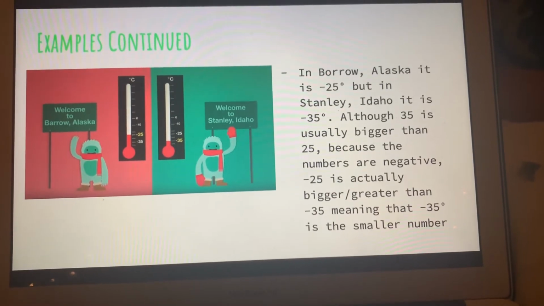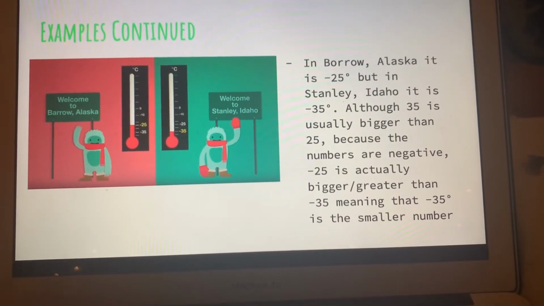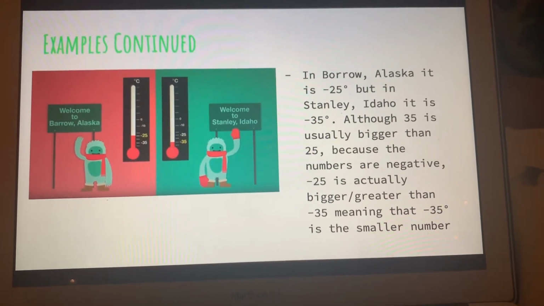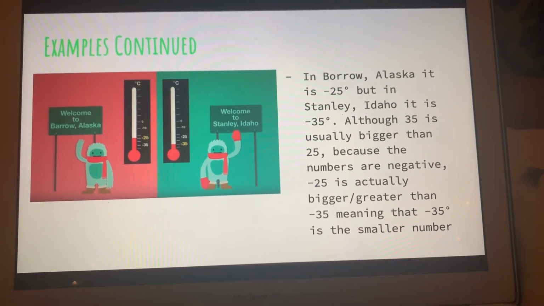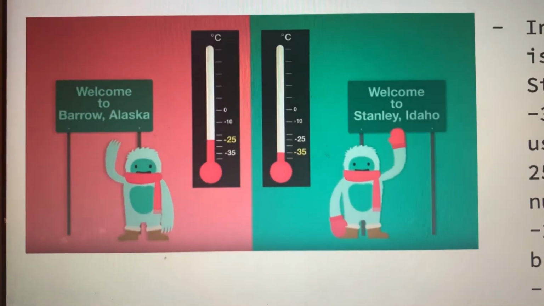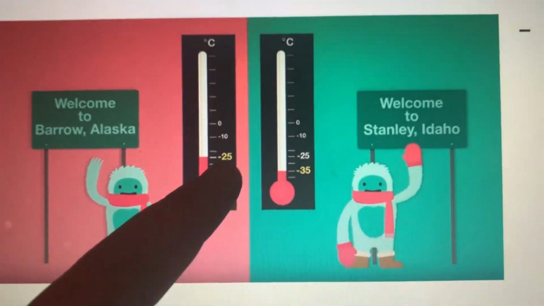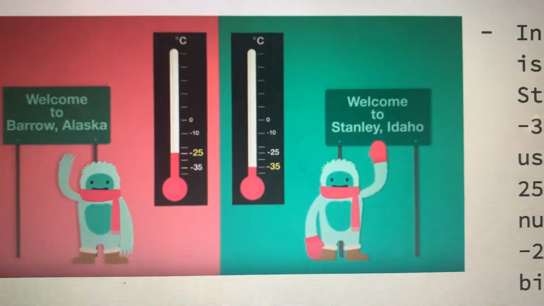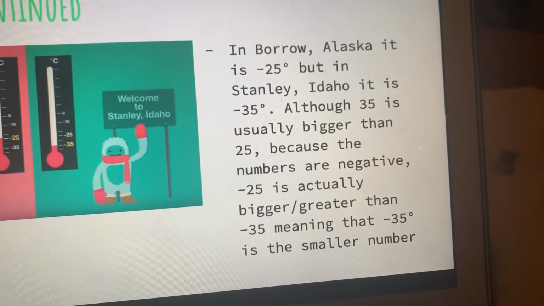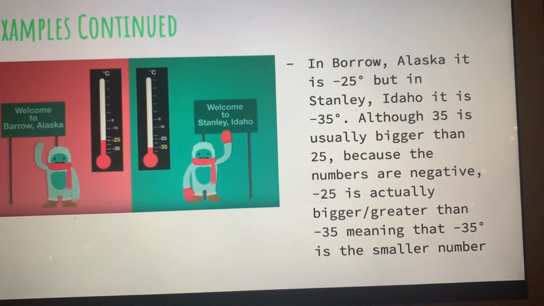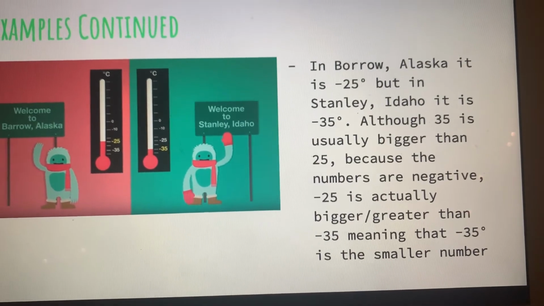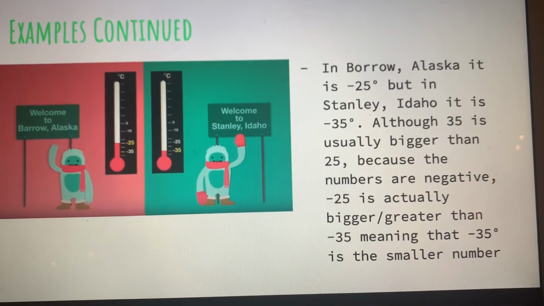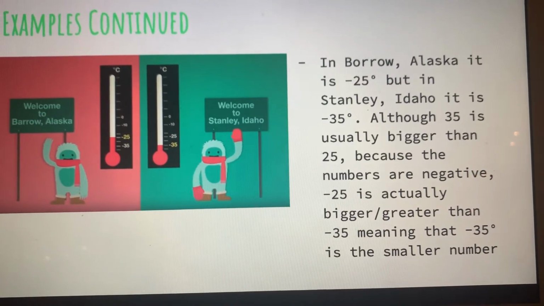So for our examples continued. In Barrow, Alaska, it is -25 degrees, but in Stanley, Idaho, it is -35 degrees. Right over here we can see Barrow, Alaska at -25 degrees, and Stanley, Idaho at -35 degrees. Although 35 is usually bigger than 25, because the numbers are negative, -25 is actually greater than -35, meaning that -35 degrees is the smaller number.